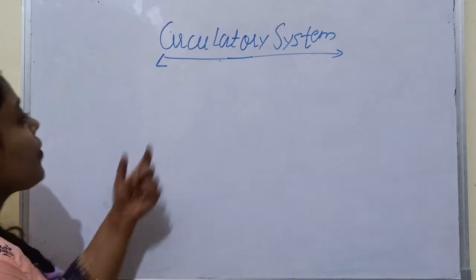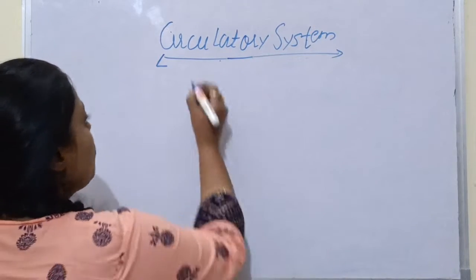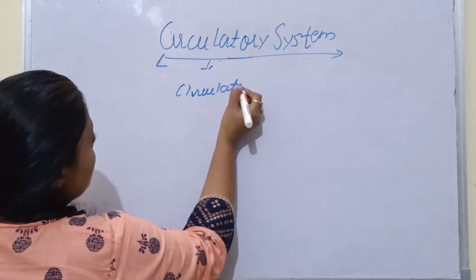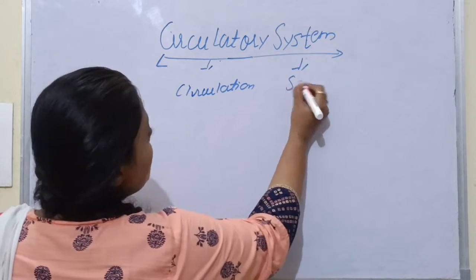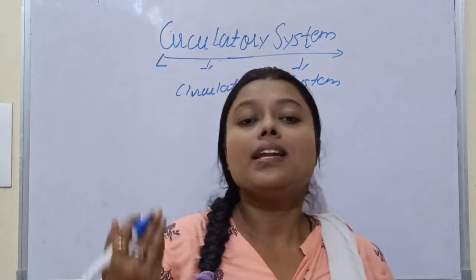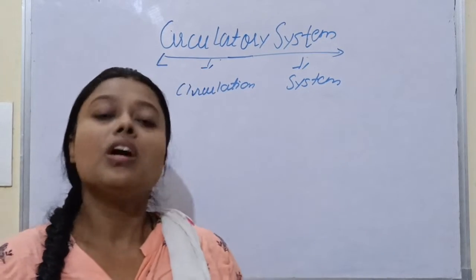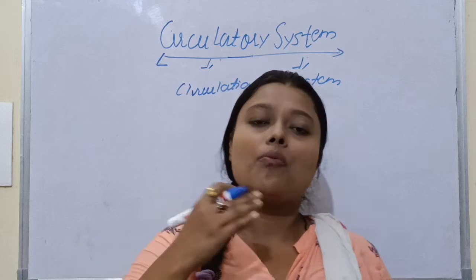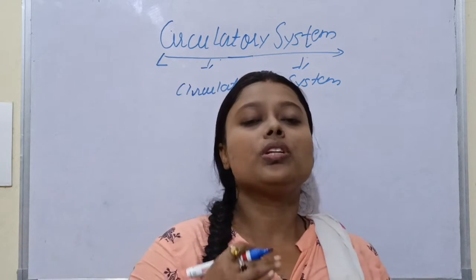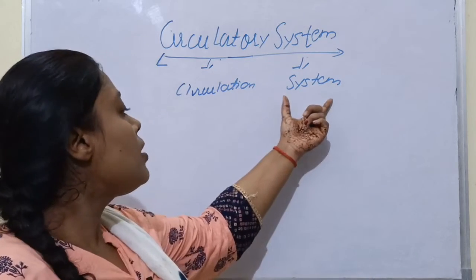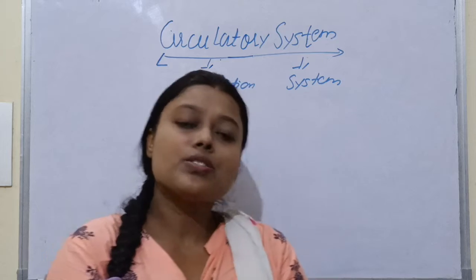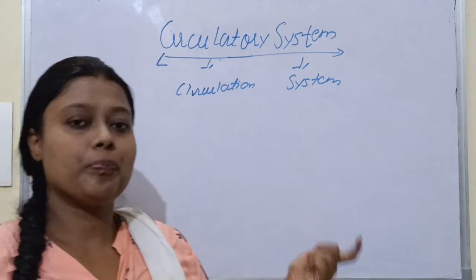Okay, so friends, circulatory system consists of two words. First one is circulation, and the other is system. Now, what does the word circulation mean? Circulation means anything that can be passed, circulated or transported from one cell to the other, or from one organ to the other, or through the whole body. And now, what does the word system mean? System means a group of organs that works together is known as a system.